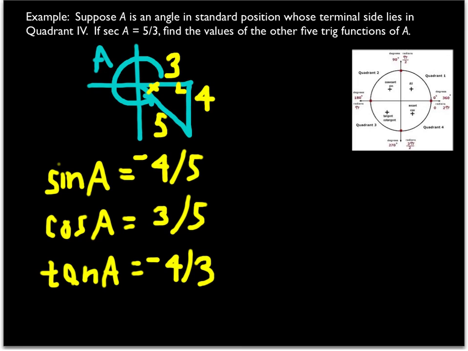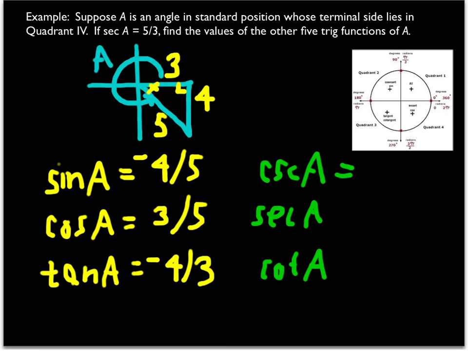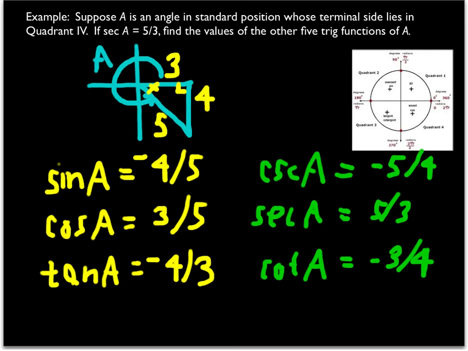Okay? And last thing I want to do then, I'm going to do the other reciprocal trig functions. So I have cosecant, secant, and cotangent. And those are just going to be the reciprocals of what we had written down earlier. So negative 5/4, 5/3, of course this is what we were given, and cotangent then will be negative 3/4.